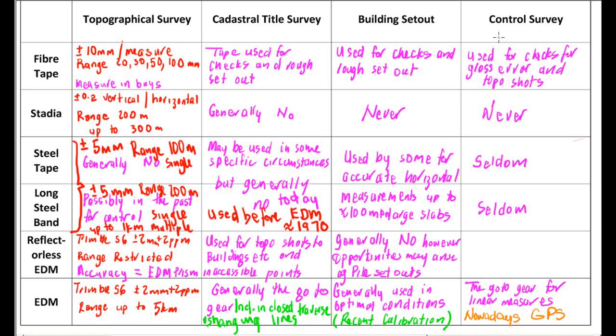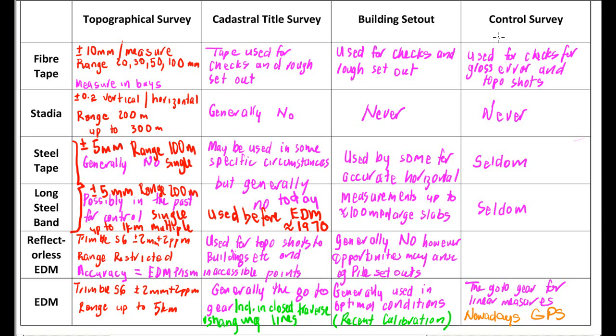The reflectorless EDM is the next one here, and as I have a Trimble S6, the stated accuracy of that is plus or minus 2 millimeters plus 2 parts per million. The reflectorless EDM, I've put that in here as slightly less accurate than the EDM. It's just a bit of a gut feeling, although the manufacturer doesn't say that.